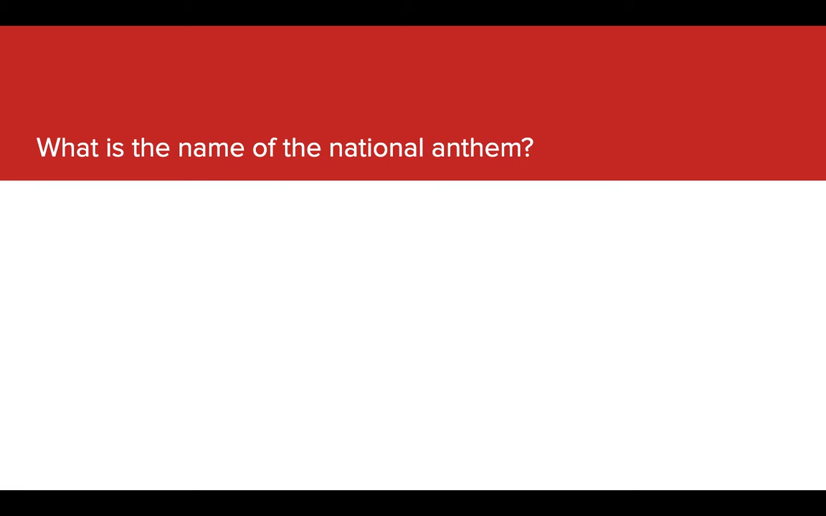What is the name of the national anthem? This is kind of a quirky one. It is called the Star-Spangled Banner. Not really sure about this word spangled. We don't really use that one anymore, but that is the name of our national anthem. What do we show loyalty to when we say the Pledge of Allegiance? The answer could be the United States or the flag.